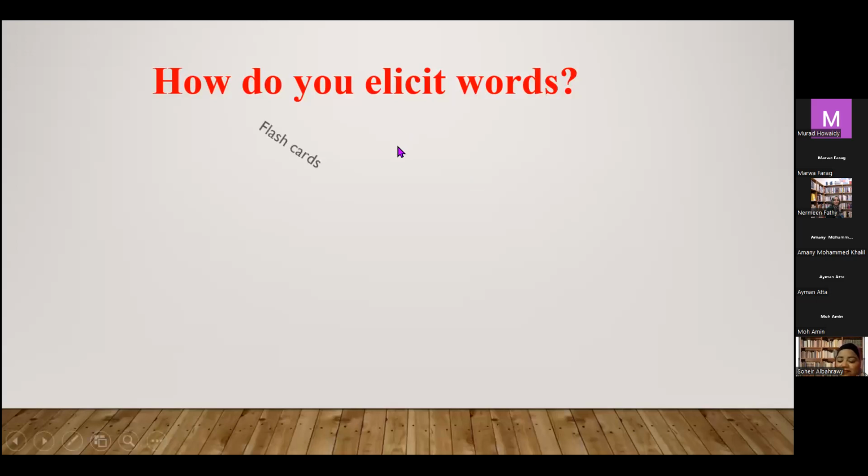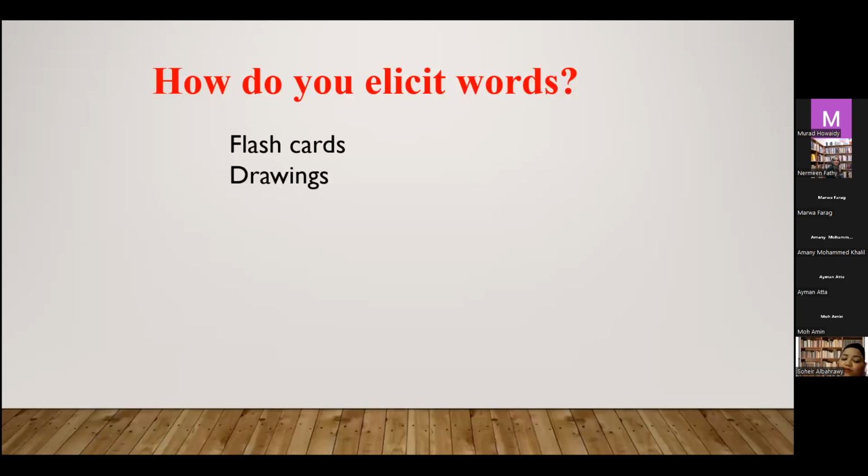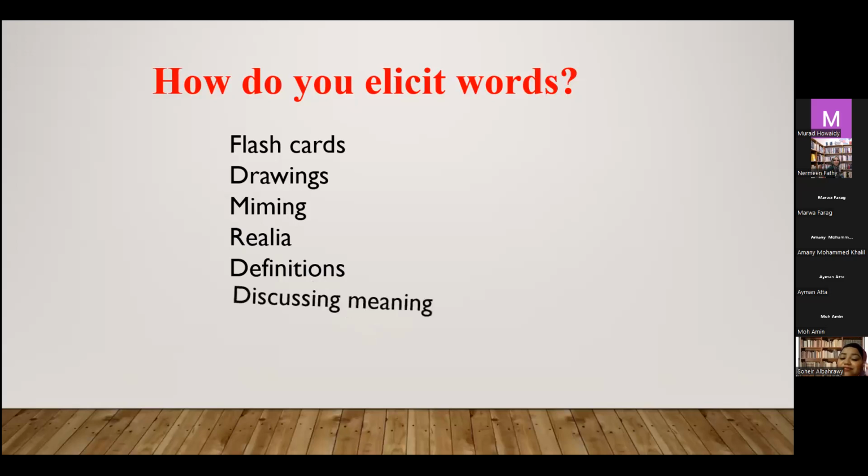For eliciting, you have many ways and methods to elicit words or new vocab. So we have here some examples, as you have said: flashcards, drawings, miming, realia, definition, discussing meaning, stories, and so on. And we have different types of techniques and ways to elicit words from students, just to, as Mr. Murad said, help students to speak and to teach English without using Arabic, teach English with English. English is English.